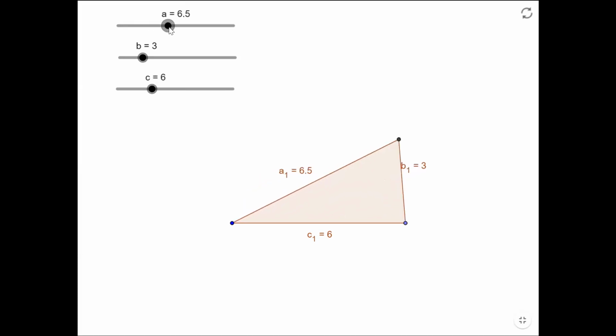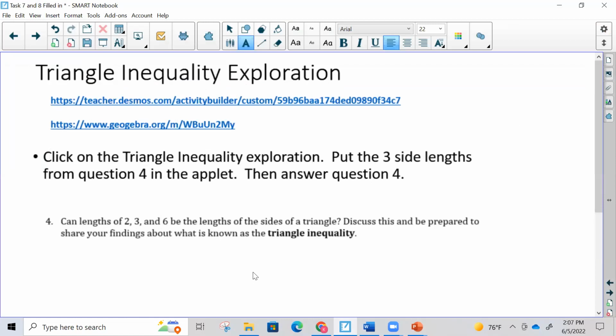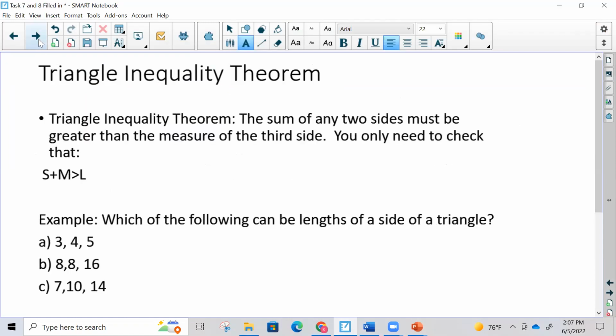And I could keep going until, eventually, okay, 3 plus 6 now is 9. And now this side is too big once I change to A. So this is called the triangle inequality theorem. And what the triangle inequality theorem says is that the sum of any two sides needs to be greater than the measure of the third side. And that's what we saw. If I add two sides, it has to be greater than the third to be a triangle.